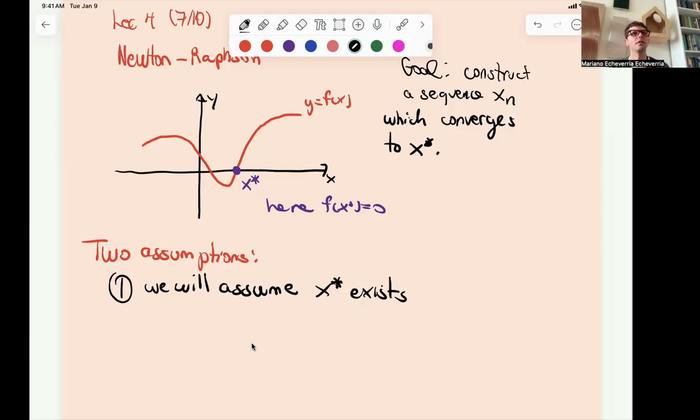And the other thing that we will assume, which is being represented in this picture, and you will see in a moment why that's a convenient thing to assume, is that the derivative of the function at that particular point is not zero. So we will also assume that.